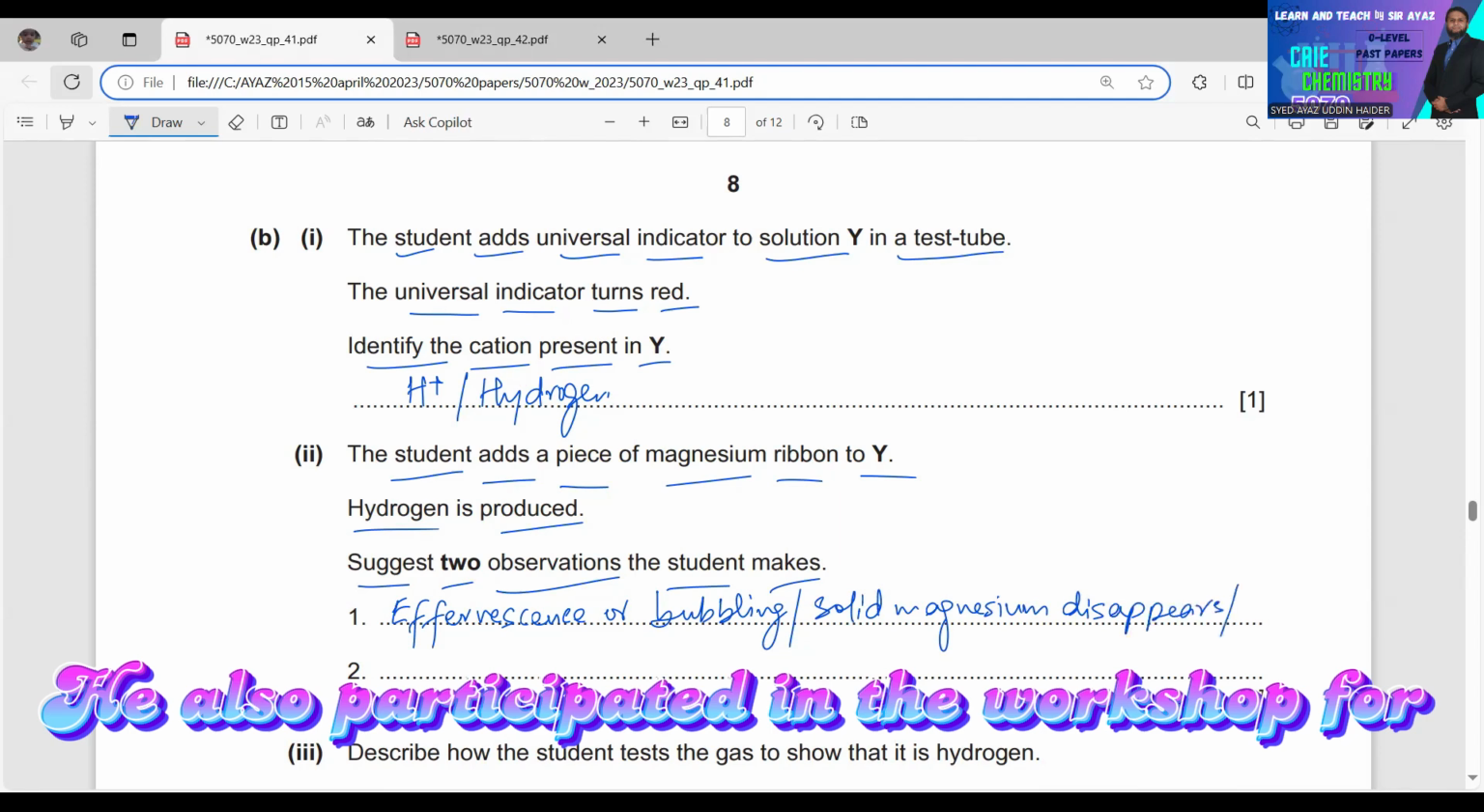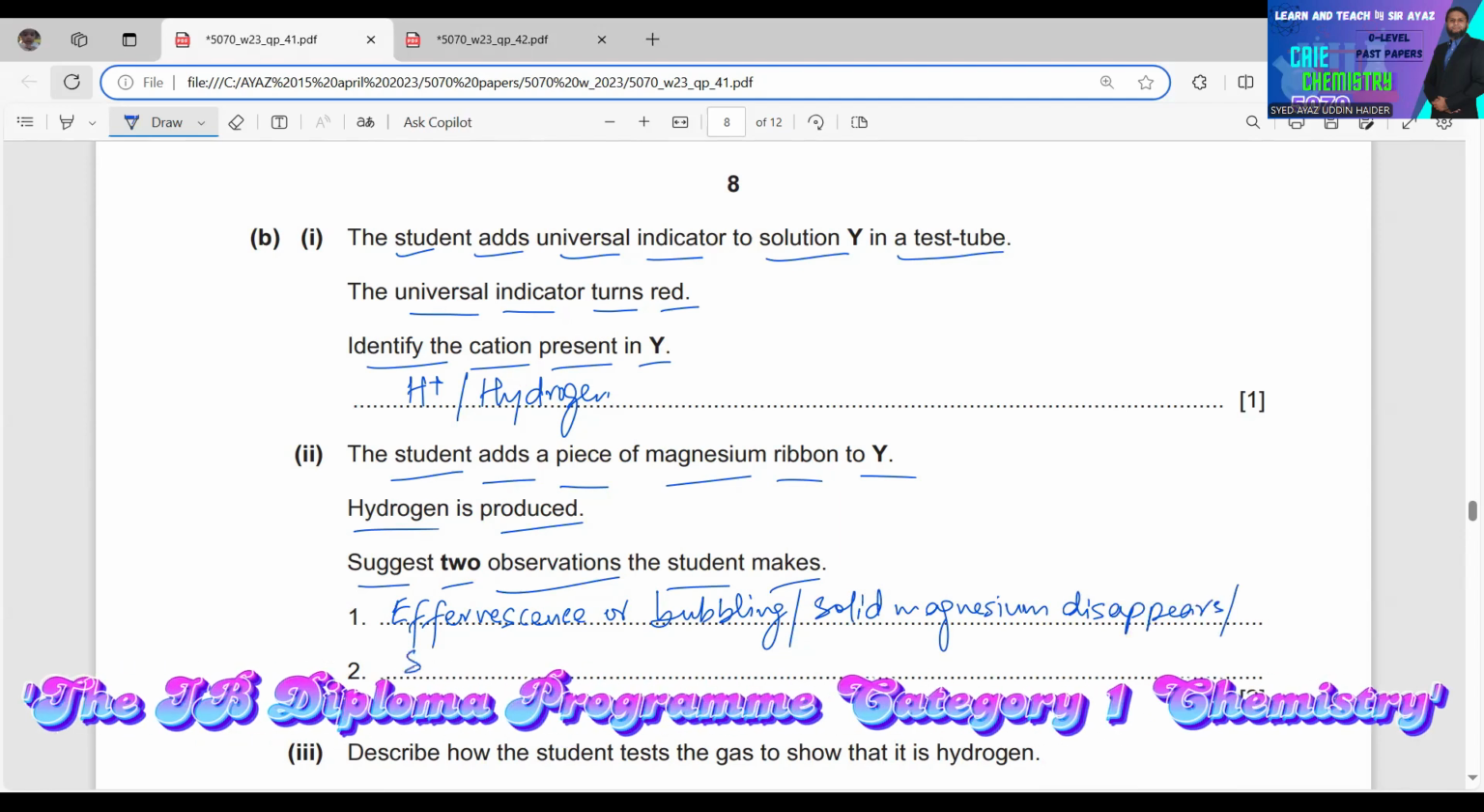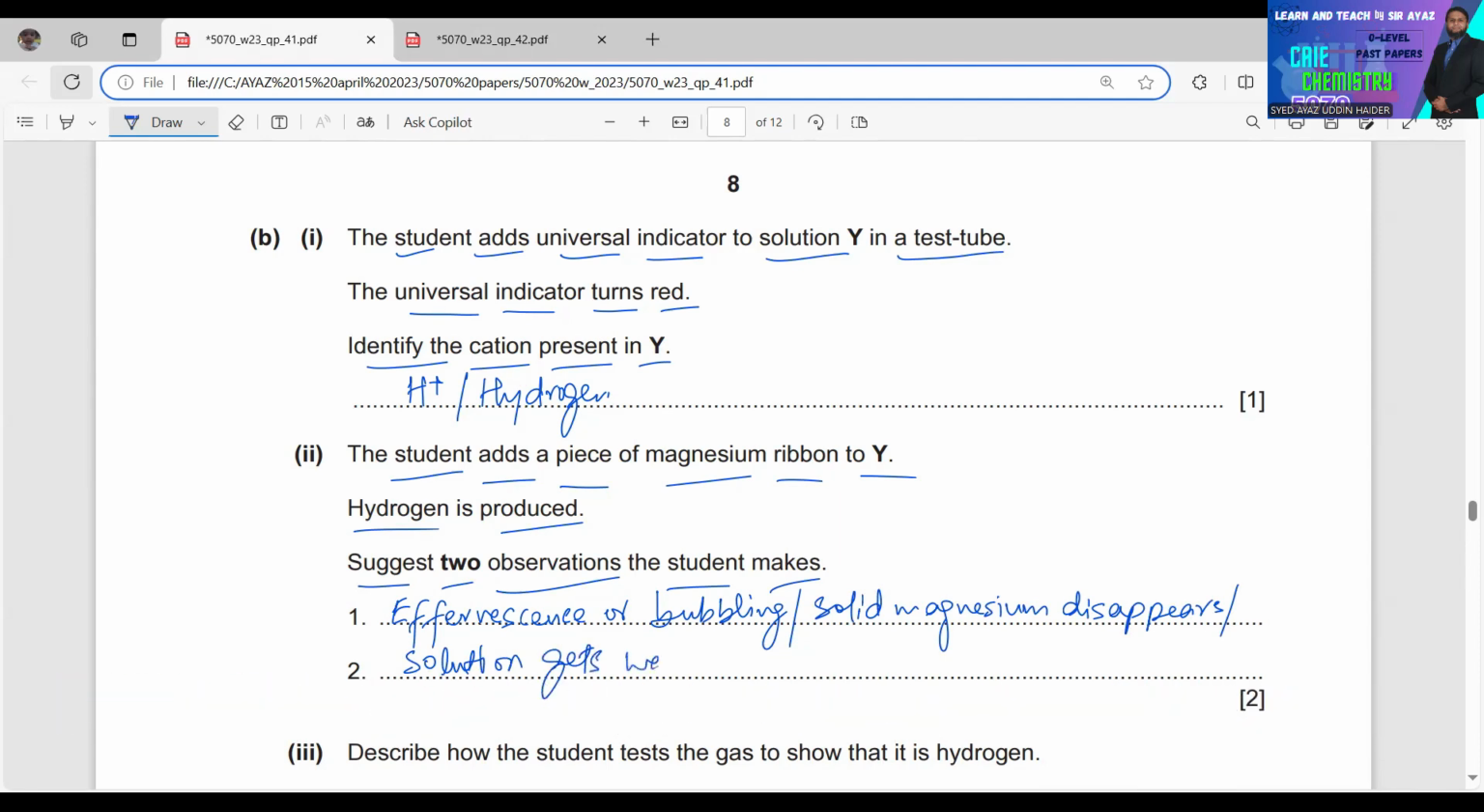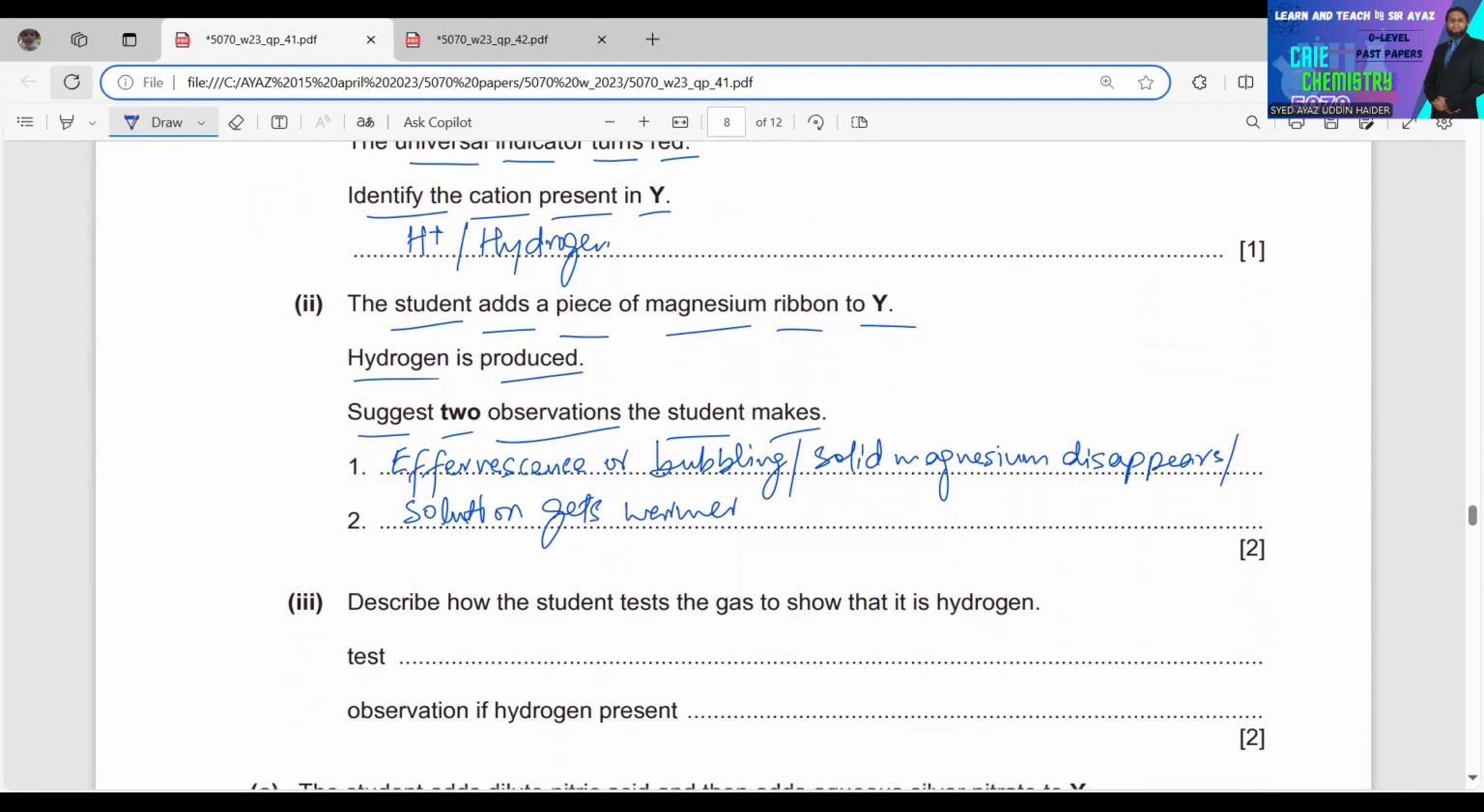You can even write solution gets warmer. In this reaction, the solution gets warm. It's an exothermic reaction. And then you will also get colorless solution. If you want, you can write this also: solution remains colorless.